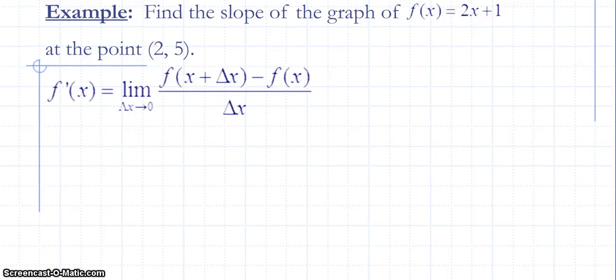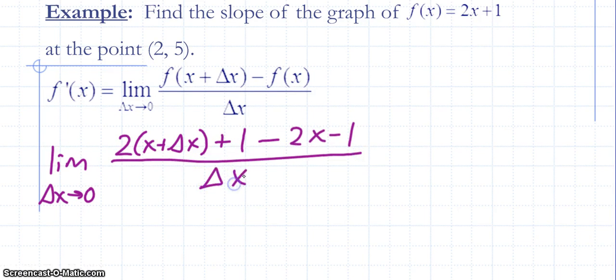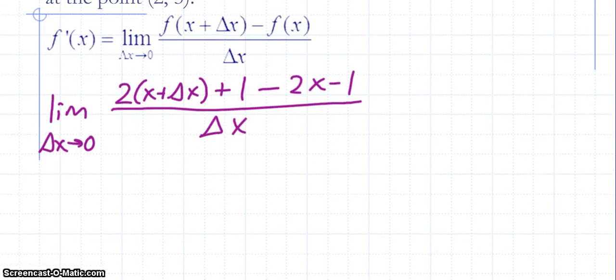So this is going to be the limit as delta x goes to 0 of 2 times x plus delta x, plus 1, minus 2x, minus 1, over delta x. That right there is the f of x, and this is the f of x plus delta x. I've distributed the negative already.